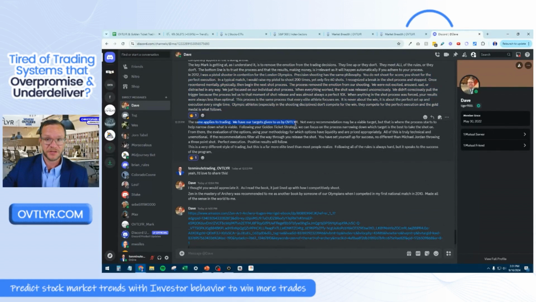We have our targets given to us by Outlier. Not every recommendation may be a viable target, but that is where the process starts to help narrow down what's viable. Using the golden ticket trading strategy, we can focus on narrowing down which target is the best to take the shot on. Well said, Dave. I love this. From there, the evaluation of the options using the methodology for which options have liquidity and are priced appropriately. All of this is truly technical and unemotional.